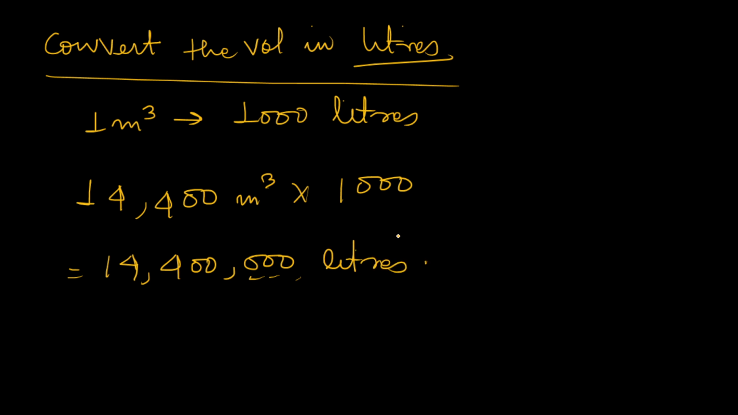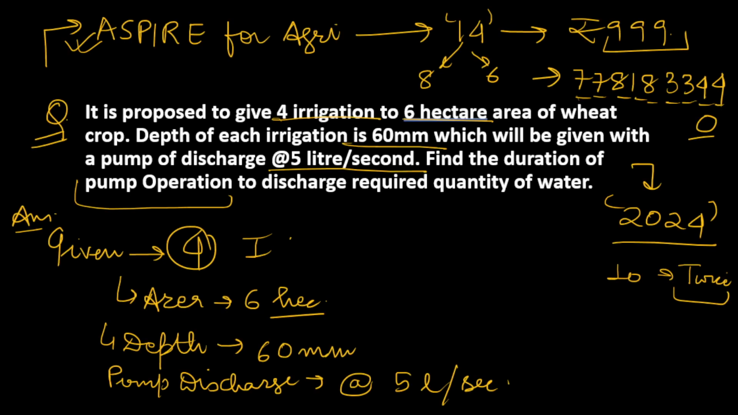Now we have to get the duration of pump operation, because we have to finally calculate how much duration is required. Here 5 liter per second is given. So simply we will divide it by 5. Okay, writing it as the next step. Now we have to calculate the duration of pump operations.